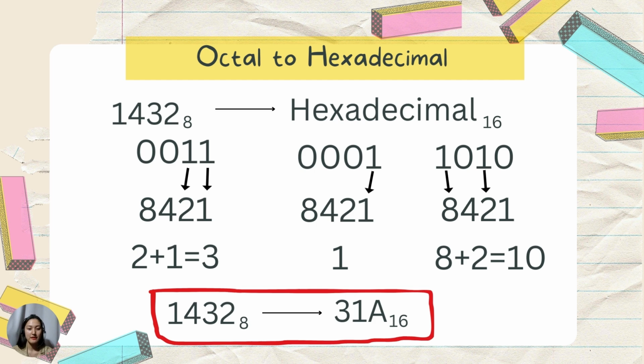So 31A base 16. So that's it for octal to hexadecimal.